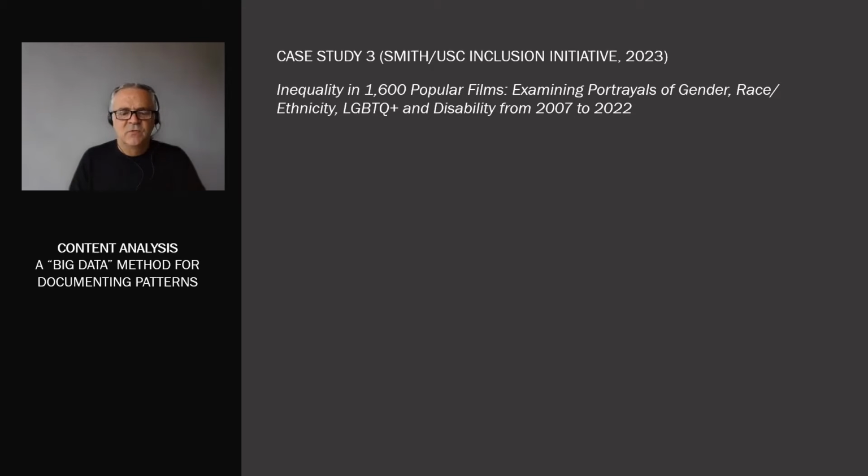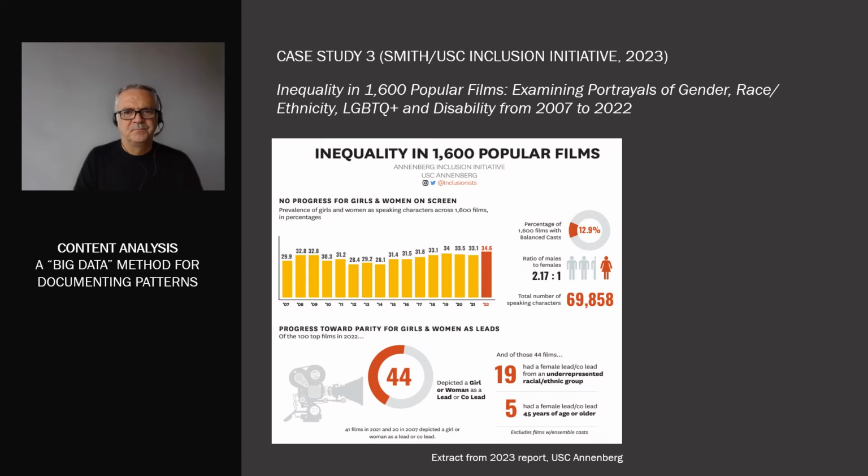In their most recent report, titled Inequality in 1,600 Popular Films, Smith and her colleagues looked back to see how the representations had been changing over time and up until 2022. And here's just a schematic representation of their main findings. If you like, you can pause to take a slightly closer look at this. All I want to point you to are the main patterns that they found in their data.